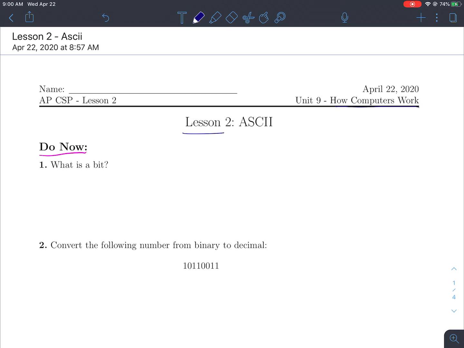Alright, so let's come back together. We've been talking about how computers work on a really small scale. Well, the smallest scale that you can get is something called a bit. And a bit is a single unit of memory inside of a computer.